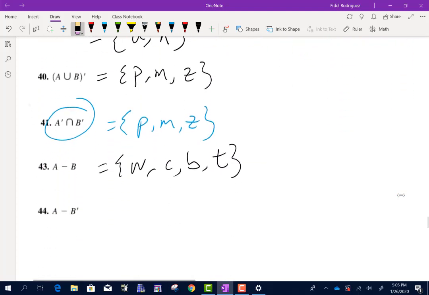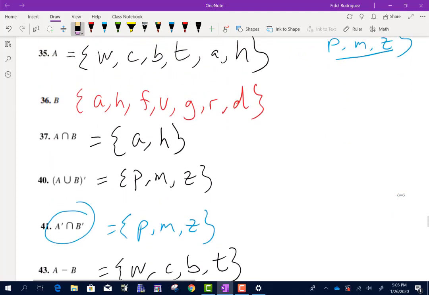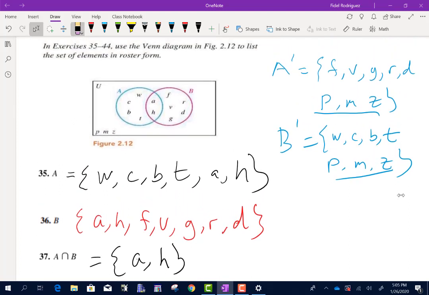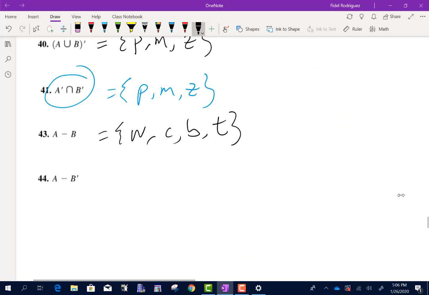There we go. And let's see if we can find A minus B complement. Okay. A minus B complement. Guys, I'm actually going to do it using this and this. What letters do I have here that are not over there? Wouldn't it just be the letters A and H? And that's what we want for this piece right here. A and H.